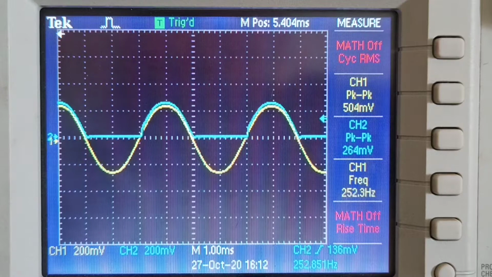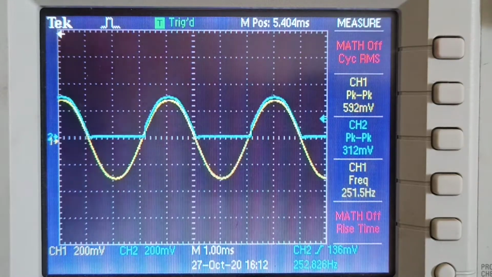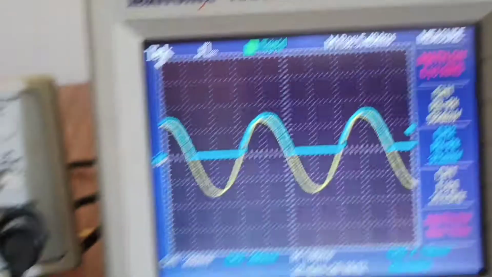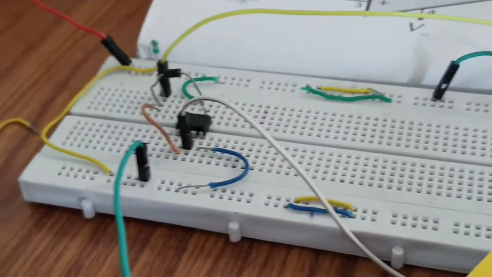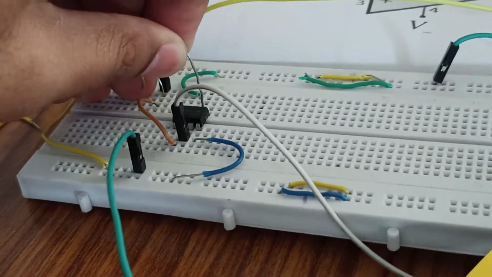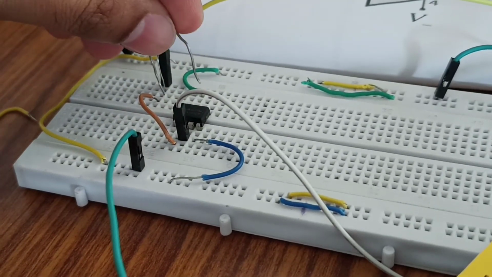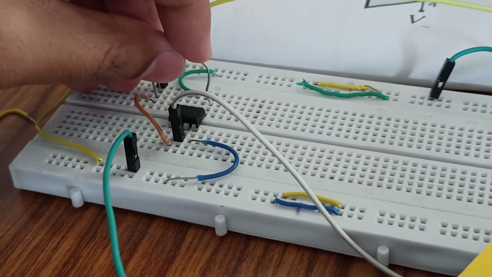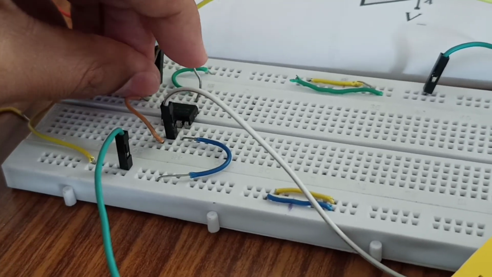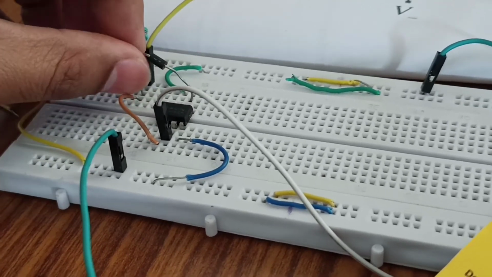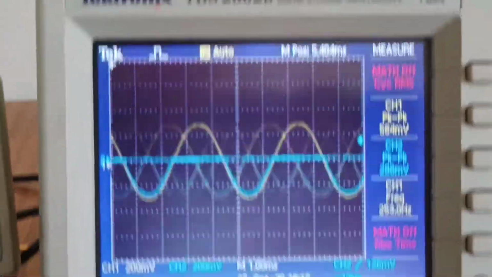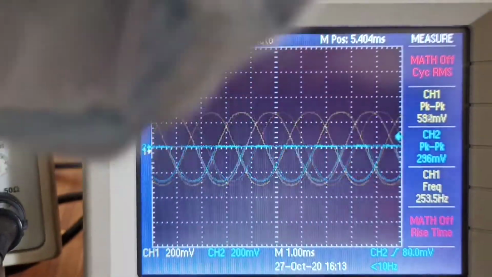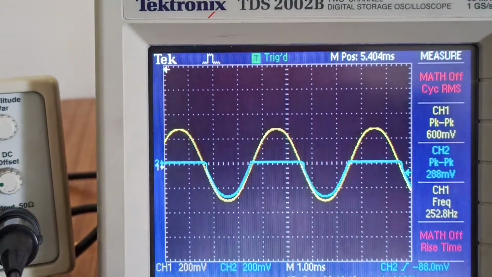Now suppose this is the input. Suppose I reverse the diode connection, this is your diode connection. Then our rectification must get reversed. This is where I am connecting the diode, making a reverse connection. If you look at the output, you are getting the rectified output in reverse. Now I have to change the level so that it will come to stable mode.